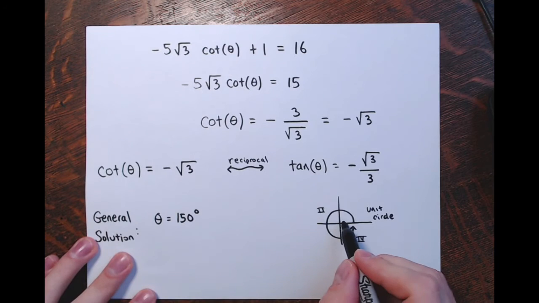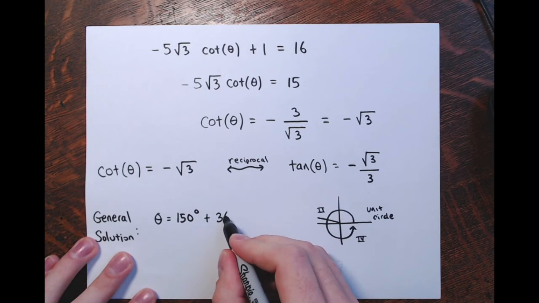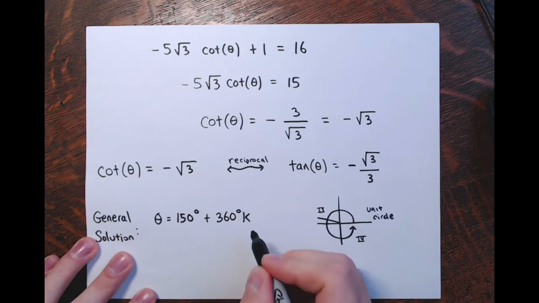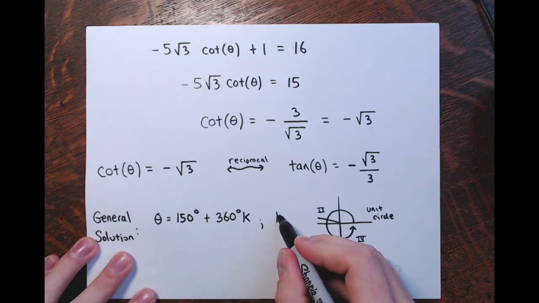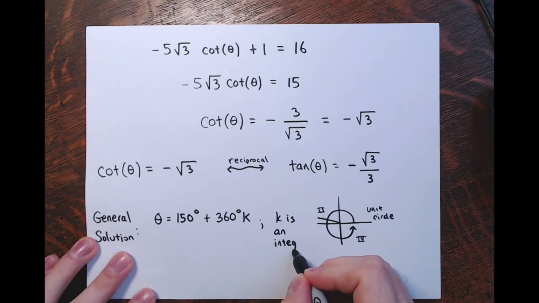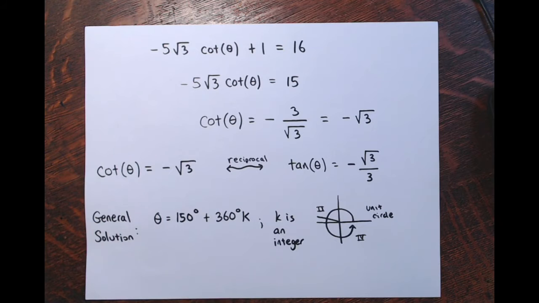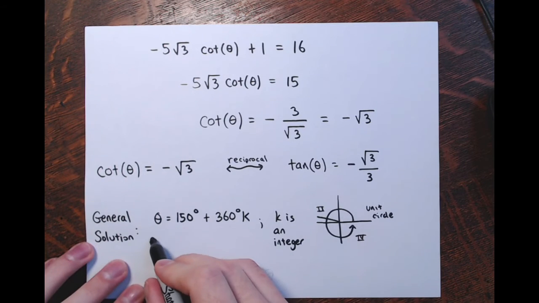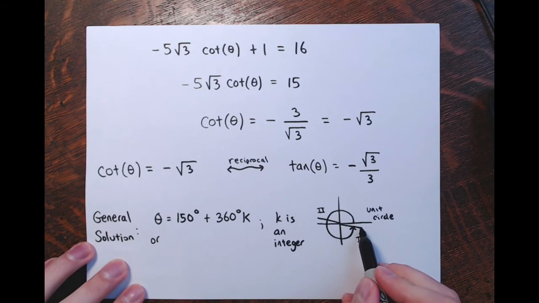Now this works, 150 degrees, cool, but so does any angle when I add on any multiple of 360. So I could add on 360 degrees times k, where k is an integer, and still get another angle with a cotangent of negative square root of 3. But again, that's not the only one. Those are all the quadrant 2 angles, but they're in quadrant 4 as well.